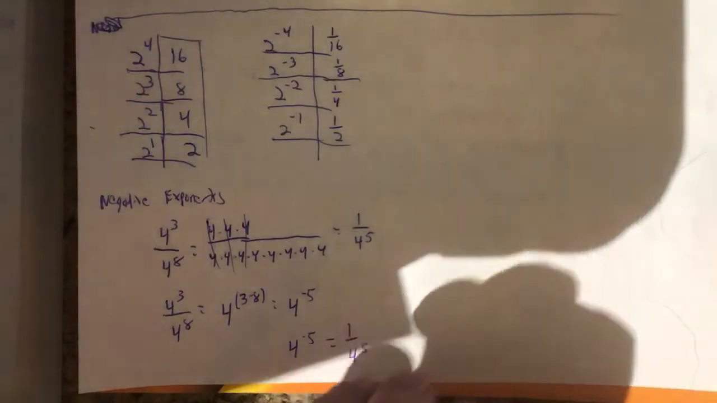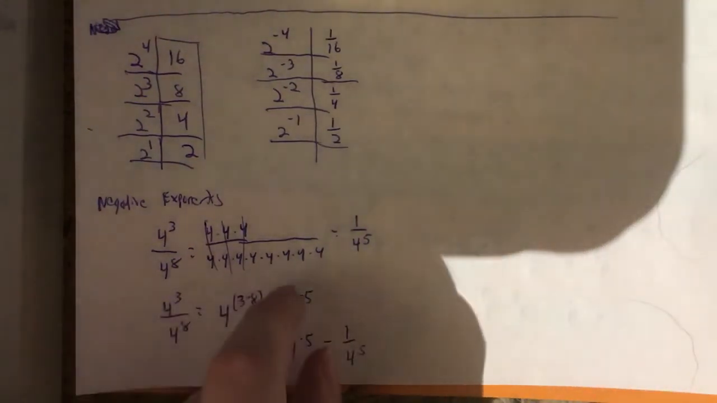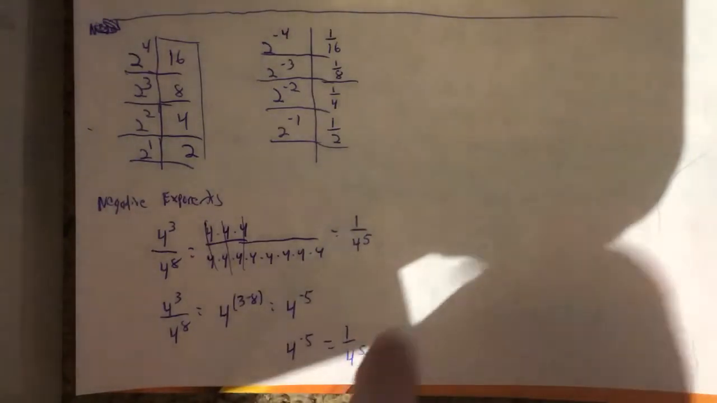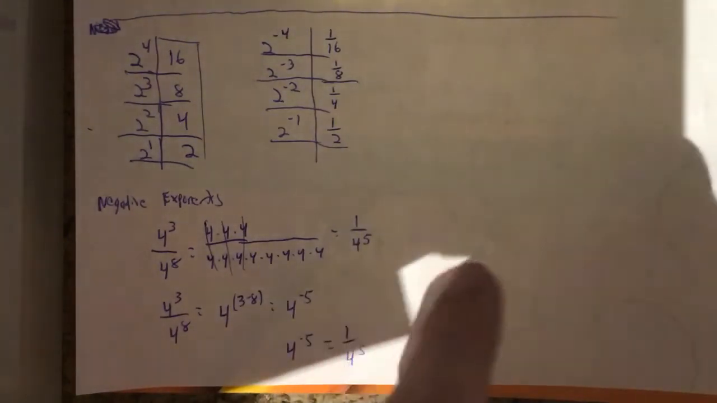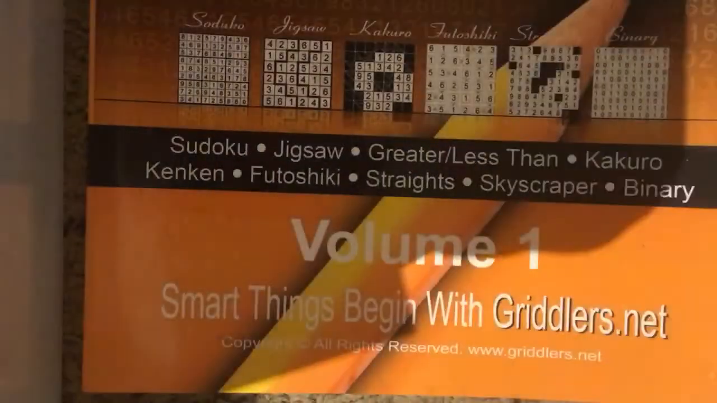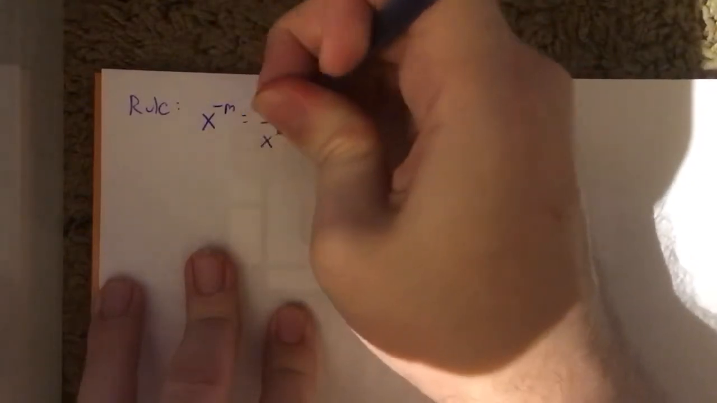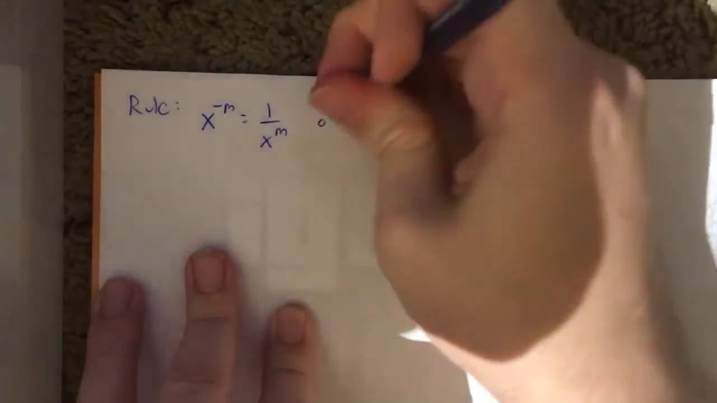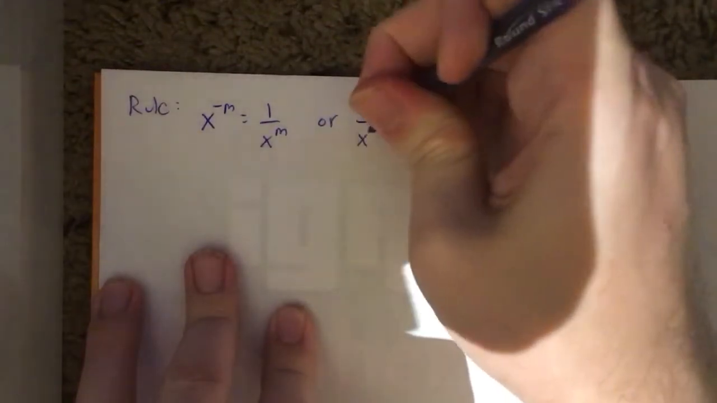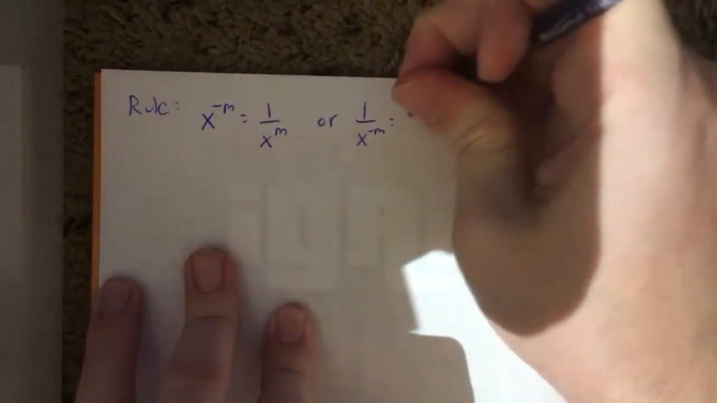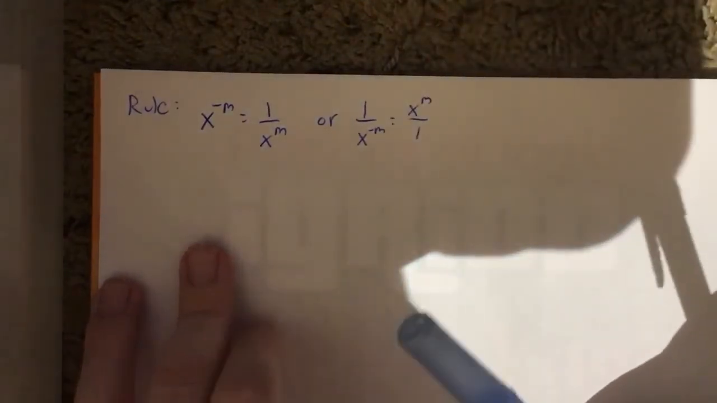So now I'm going to get to my rule for negatives. If it's negative in the top part of the fraction, it's positive in the bottom. If it's negative in the bottom part of the fraction, it's positive in the top. So let's write out my rule. I'm going to a new sheet of paper. Rule. Okay. So x to the negative m is really the same as 1 over x to the m. Or 1 over x to the negative m is the same as x to the m, or x to the m over 1.